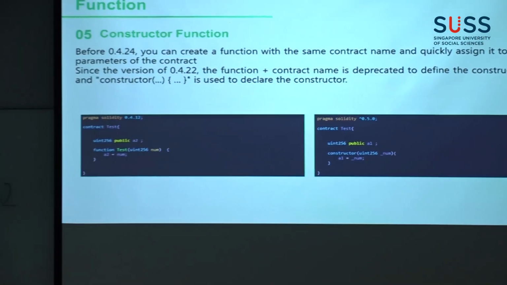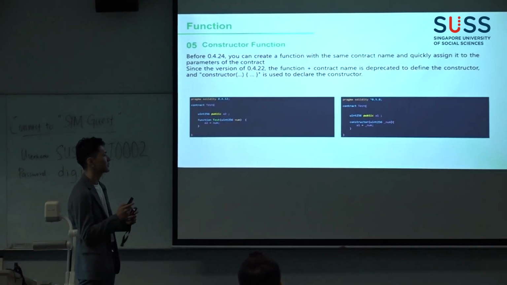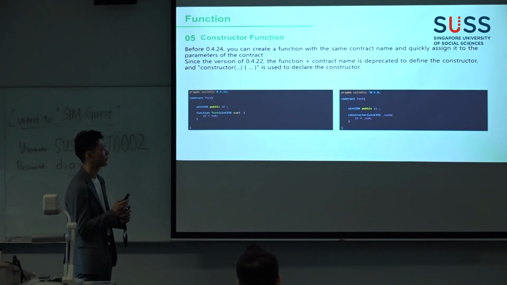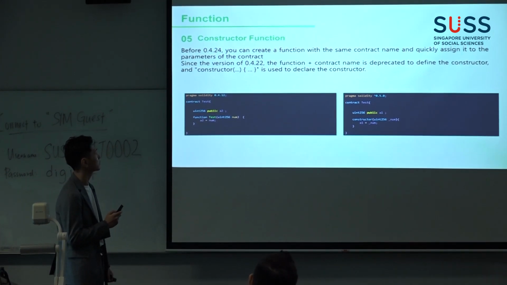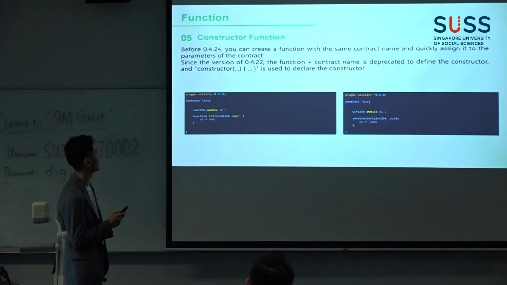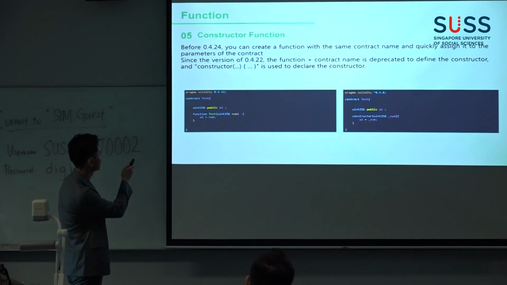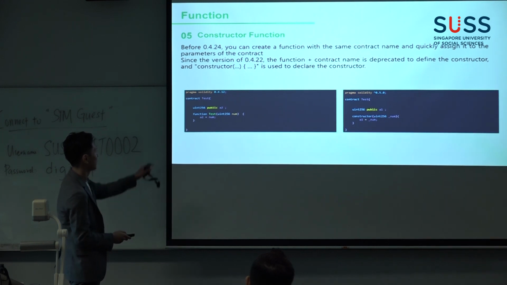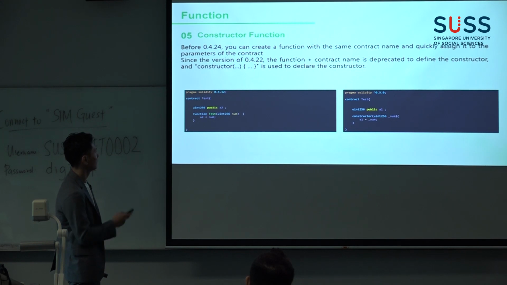Now let's talk about the constructor function. The constructor basically means you're creating a new contract. On versions before 0.4.24, you can create a function with the same name as the contract and assign it the parameters of this contract. For example, the contract name is test, and we have a function with the exact same name as test. And we pass in parameters, we initialize this contract.